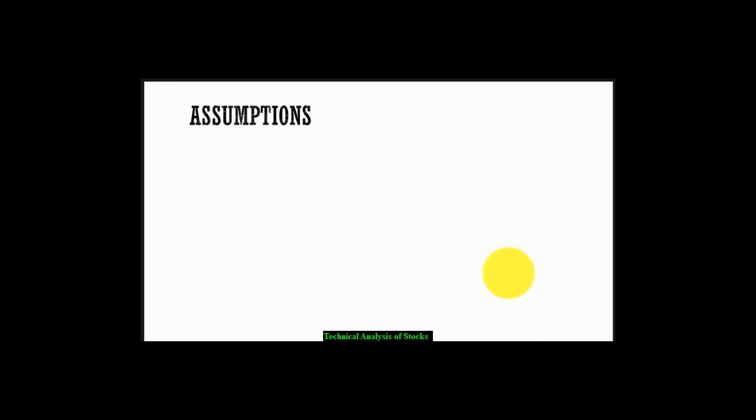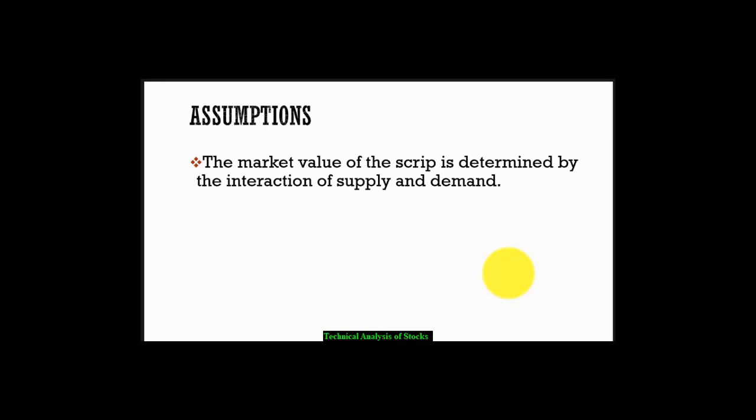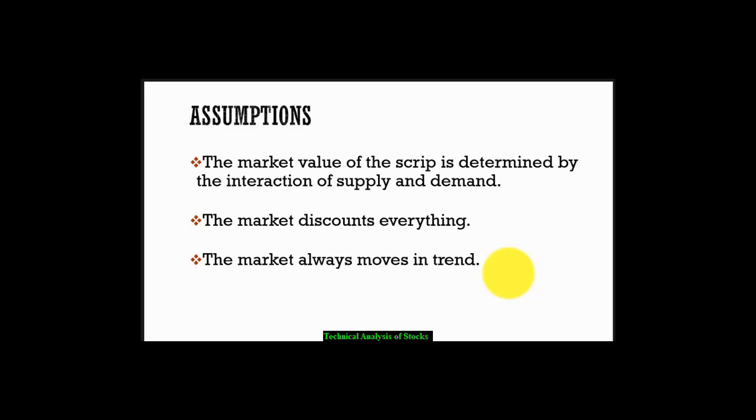Technical analysis is based on certain assumptions. These assumptions are: market price of the stock is determined by the demand and supply forces. Market discounts everything. It means whatever happens in the economy, its impact is reflected in the stock prices. The market moves in a particular trend. The important notion of technical analysis is history repeats itself, and it is also true to the stock market. It means that whatever pattern has been formed in the past, it will be repeated again in the future. So by observing that pattern, you can make a buy or sell decision.